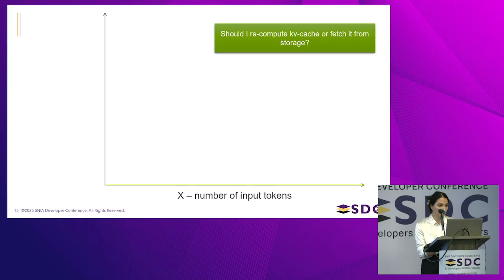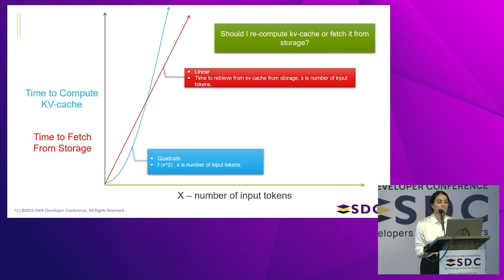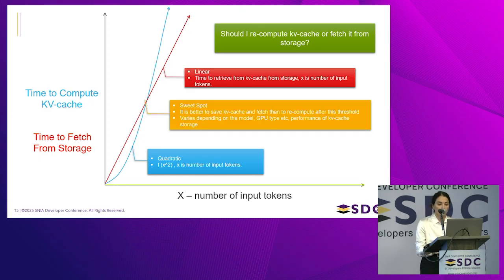KV storage. So now the big question is, what are the performance requirements for KV cache? What is the trade-off? The trade-off is, should I compute it all the time, or should I read it from storage? As I mentioned before, the compute time for KV cache is quadratic. It increases with your number of tokens. However, when you read this data from any storage medium, it's going to be linear. So this creates a performance crossover point.